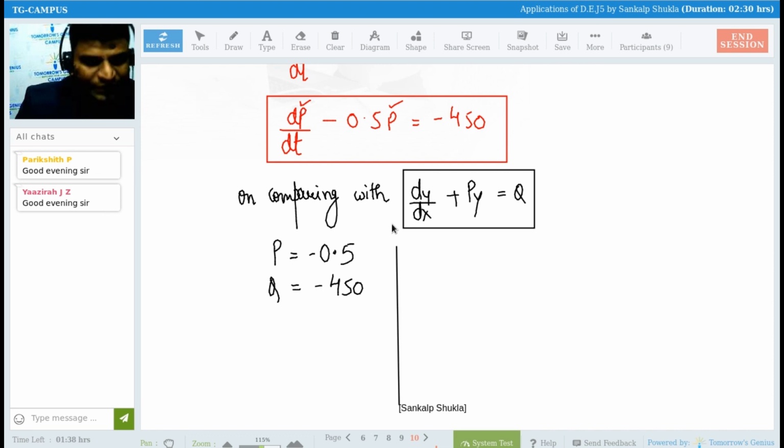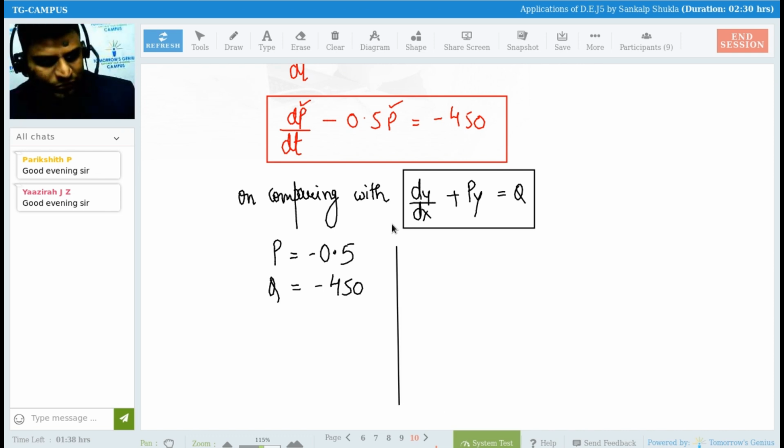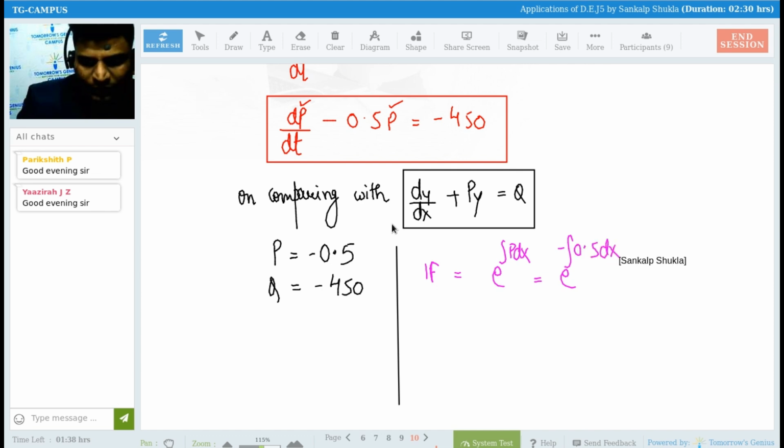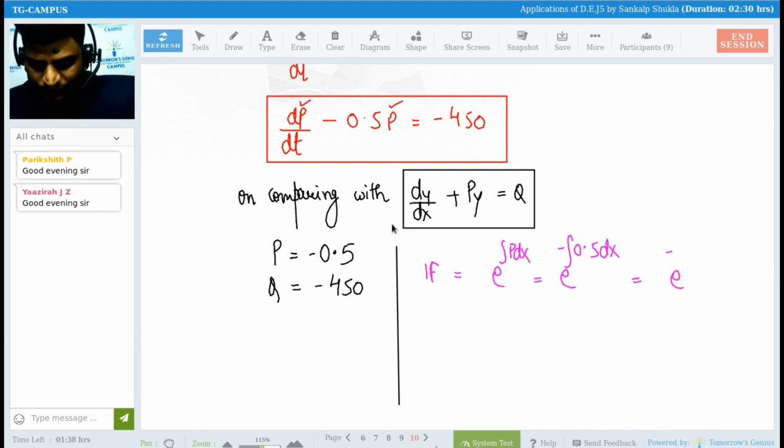Now students that have already studied linear differential equations, try to solve it on your own. What is the integrating factor in this case? What is IF? e raised to the power integration of P dx. This is the formula for IF. So e raised to the power integration of minus 0.5 dx, so this is e raised to the power minus x by 2.